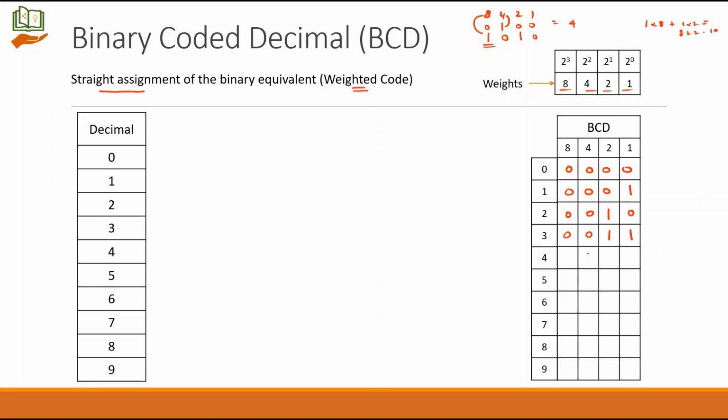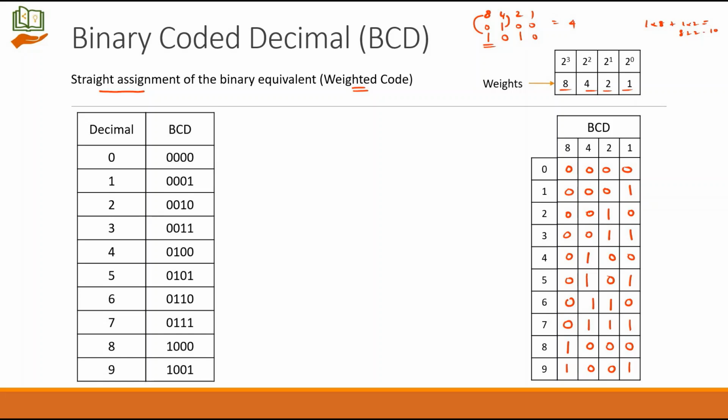What about 4? I will place 1 under 4 and 8, 2 and 1 will have 0. How will I represent 5? 4 plus 1 is equal to 5. The remaining places are 0. What about 6? 4 plus 2 is 6. The remaining places are 0. What about 7? 4 plus 2 plus 1 is 7. The first bit is going to be 0. What about 8? 1 will be present for 8. Zeros are present everywhere else. What about 9? 8 plus 1 is 9. The remaining places are 0. So this is the binary coded decimal for the decimal digits. This is the BCD part.